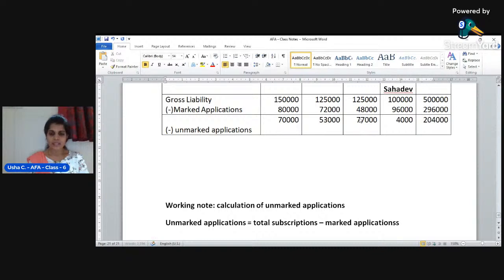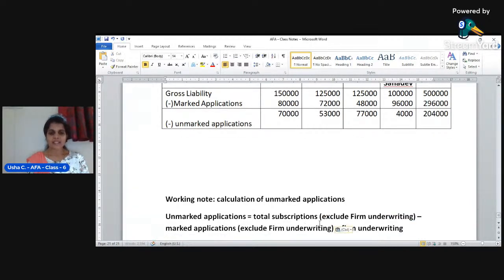plus marked applications plus form underwriting. This total subscription should exclude form underwriting. Then even marked application should also exclude form underwriting. Correct? This is the formula we use for the calculation of unmarked applications.